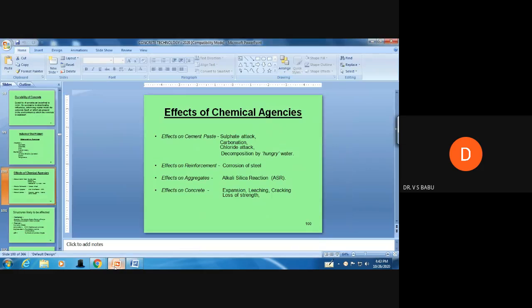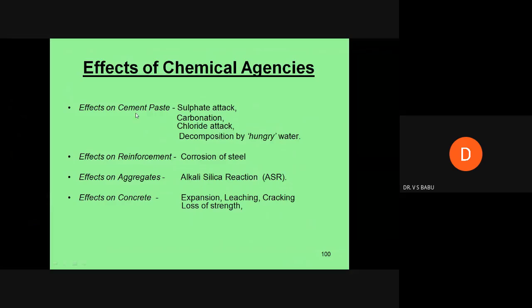That means first, which agency attacks which type of phase. That means the effect on the cement paste. On the cement paste, sulfates will attack, carbonation, that means carbon dioxide will attack, and chloride salts will attack, and hungry water also attacks. That means the paste will be damaged.